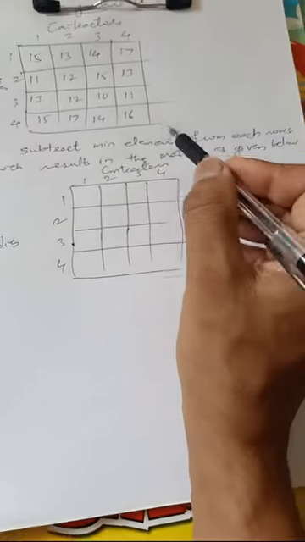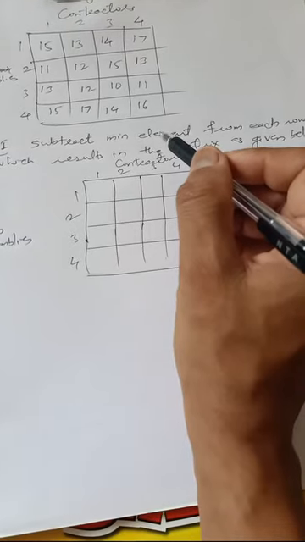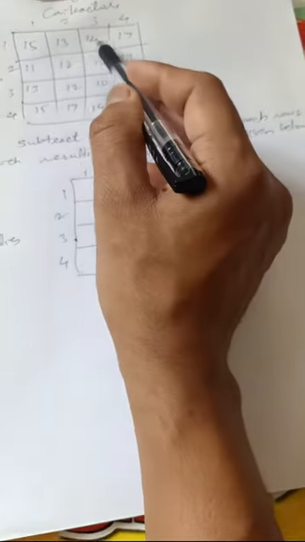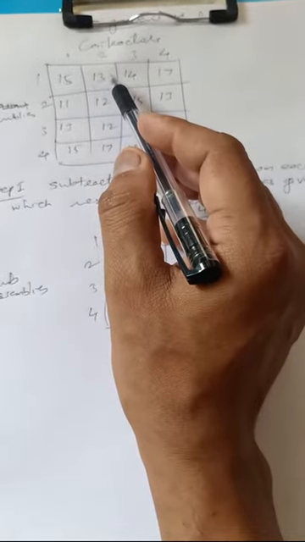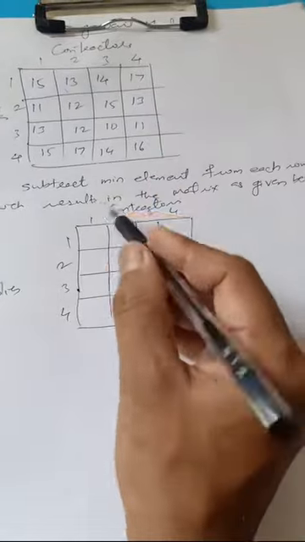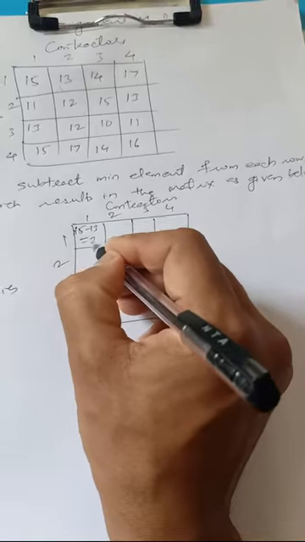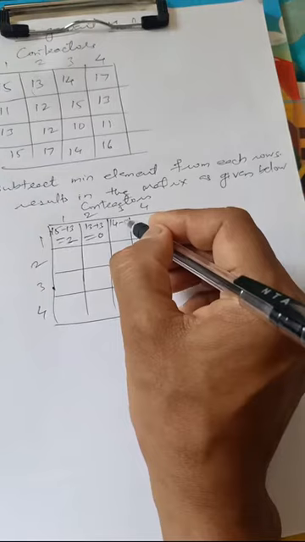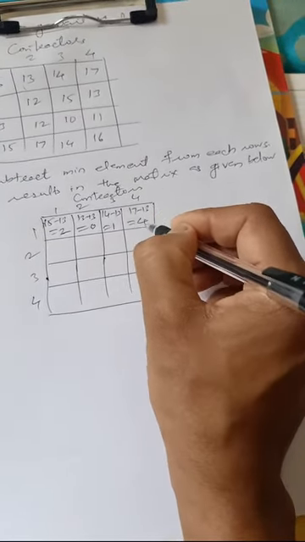So now I'll identify the minimum element of each row and subtract that minimum element from all the elements of each row. So for the first row, if you just see what is the minimum element, it is 13. So subtract this minimum element from each of the elements of the first row, which will give 15 minus 13 is equals to 2, 13 minus 13 is equals to 0, 14 minus 13 is equals to 1, 17 minus 13 is equals to 4.